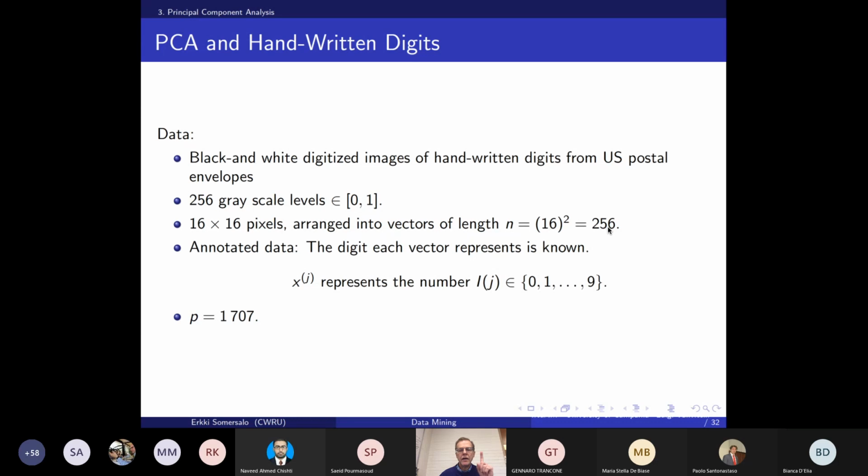I can visualize individual data points because they are handwritten digits, but I cannot visualize the data as a cloud. And so then I also have an annotation in this data set, which is a vector ij that tells me which number each vector here is representing. So these ij's are from 0 to 9, handwritten numbers, and they are annotated, and this annotation is in this vector ij. So that's the data set.